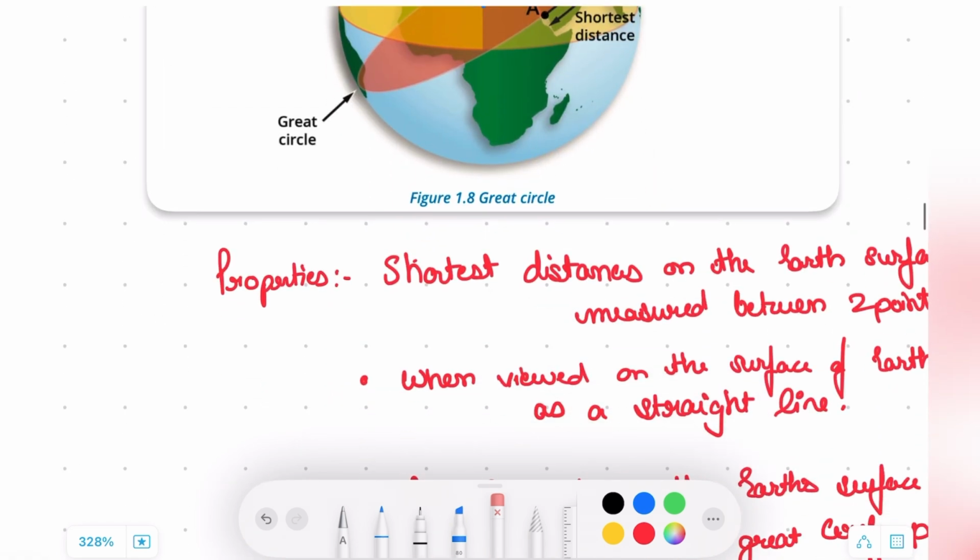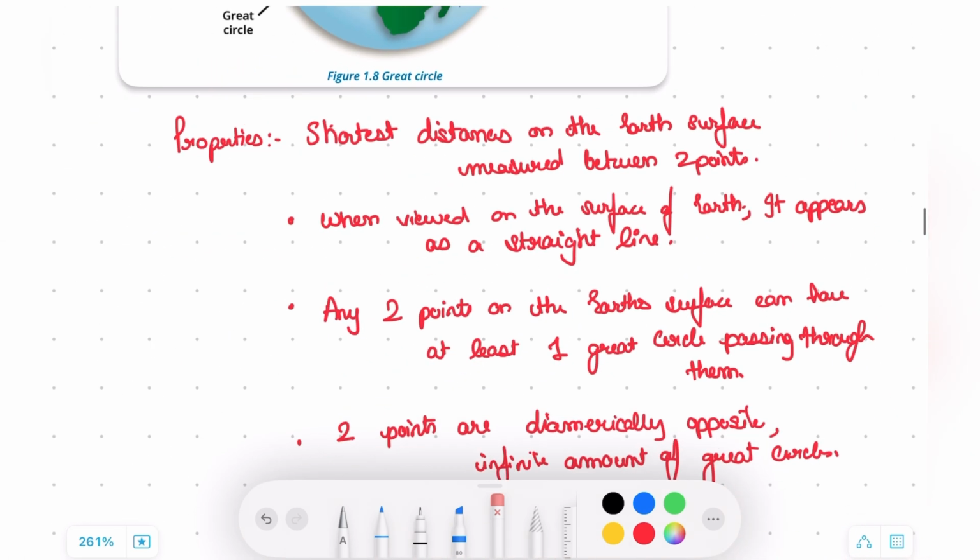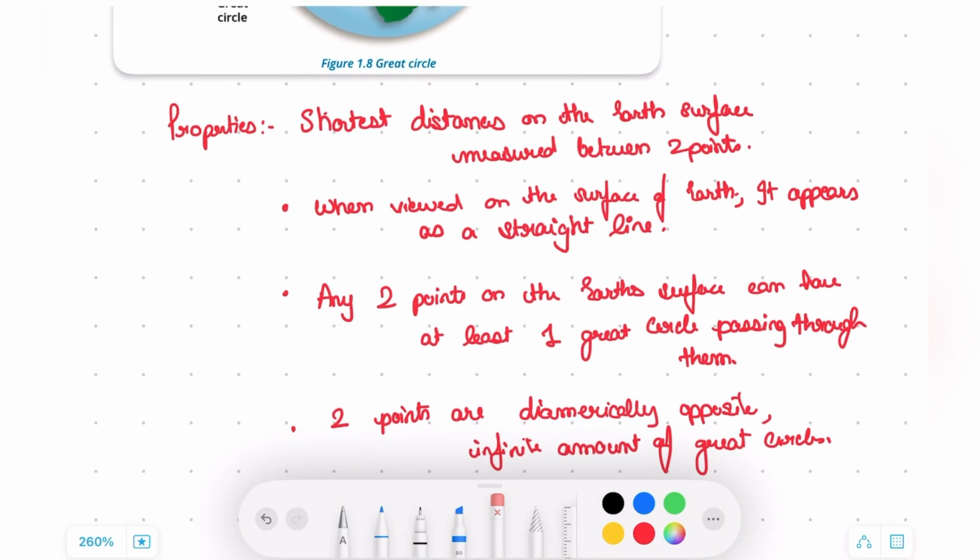Then we studied some properties of the great circle. It is the shortest distance on the earth's surface, which is measured between 2 points. When viewed on the earth's surface, it appears to be a straight line. Any 2 points on the earth's surface can have at least one great circle passing through them. And if the 2 points which you want to measure are lying diametrically opposite, then there are an infinite number of great circles that can be drawn.